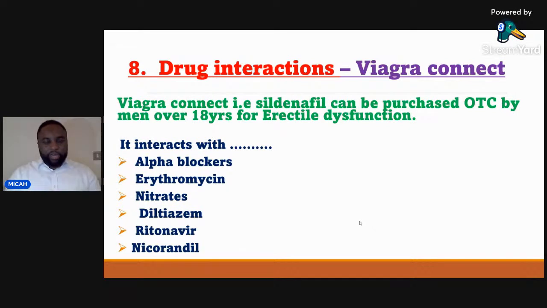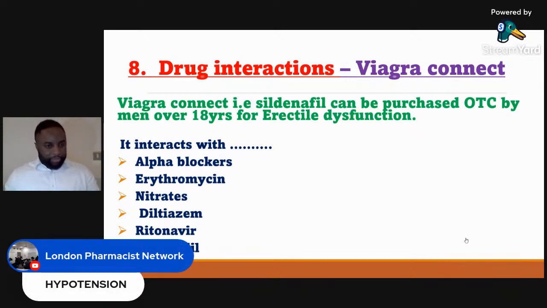As part of the criteria, we need to check for drug interactions, which is also on the questionnaire. And those drug interactions include if the patient is taking an alpha blocker. So alpha blockers are drugs like tamsulosin, alfuzosin, prazosin, those type of drugs. They can interact with Viagra Connect because Viagra Connect can cause hypotension, and alpha blockers can also cause hypotension. So taking 2 drugs that can cause hypotension can increase the risk of falls, for example. So we should avoid selling Viagra Connect to patients who are taking alpha blockers.